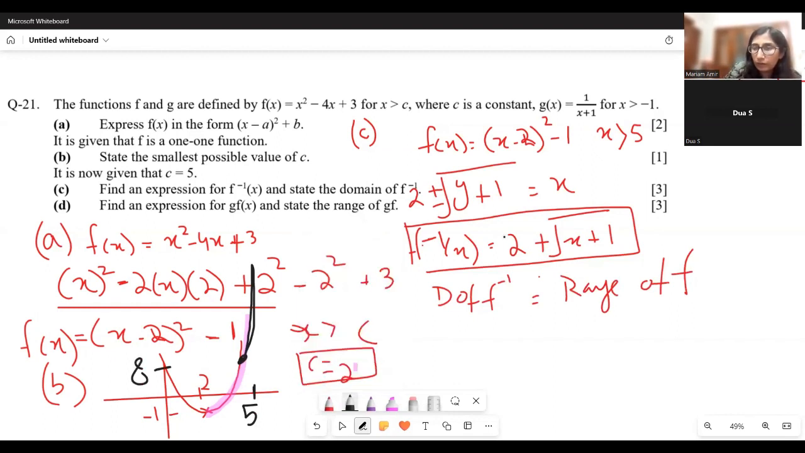So the range of f(x) is greater than, is it going to be equal to or not equal to? Just not equal to, because x is greater than 5. So it's just f(x) greater than 8, not greater than or equal to 8. So the domain of f inverse is also x greater than 8.